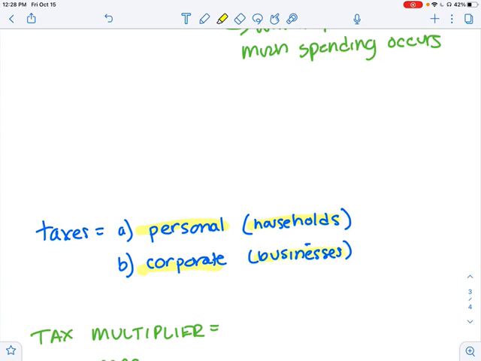So when you get a question, pay careful attention to the way that taxes are being referenced. Are they just saying taxes? That could mean both personal and corporate. Are they just referring to personal? Therefore, that's only going to apply to households, or are they talking about corporate? So just read carefully and be able to delineate between taxes in general, personal, and corporate.